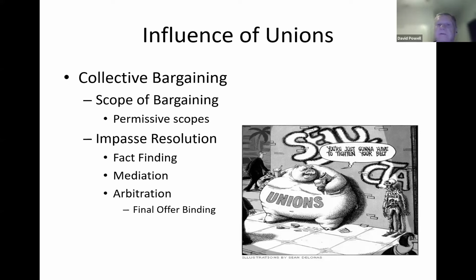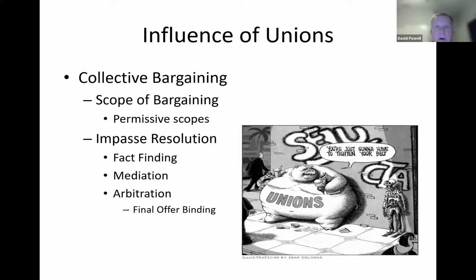In most states, compensation is certainly within the scope of collective bargaining. Here in California, most issues are within the scope of collective bargaining. When I was in grad school in Ohio, I worked on a study that looked at collective bargaining in the state of Ohio among special purpose governments.